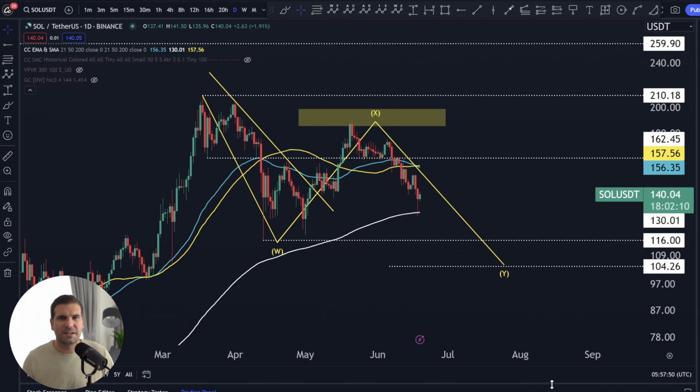But here's the twist. If Solana can hold these support levels and the broader market conditions improve, we could see a reversal. Keep an eye on that resistance at $162.45. Breaking above this could be a very bullish signal.